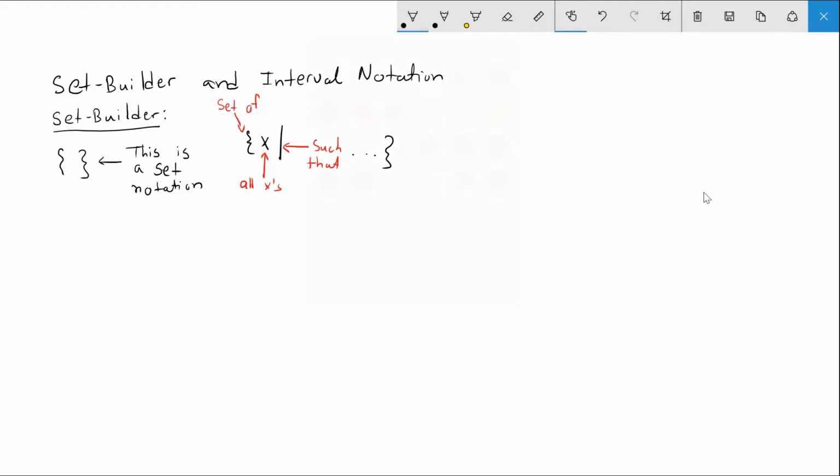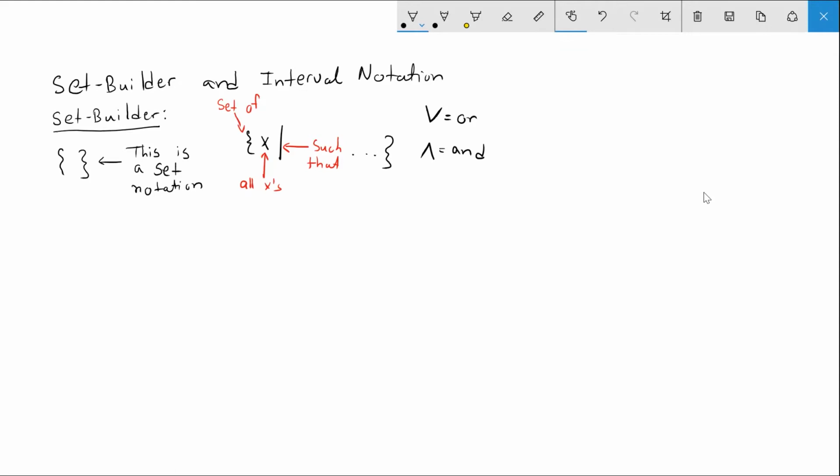And for set builder notation, we use this symbol to represent or. It's a V, and the upside down V is used to represent and.